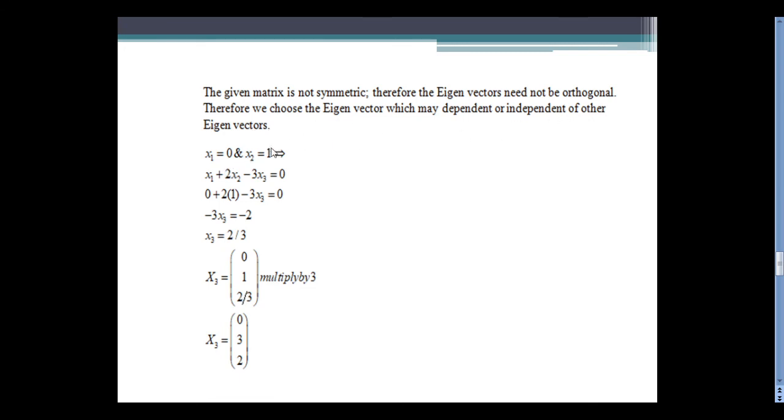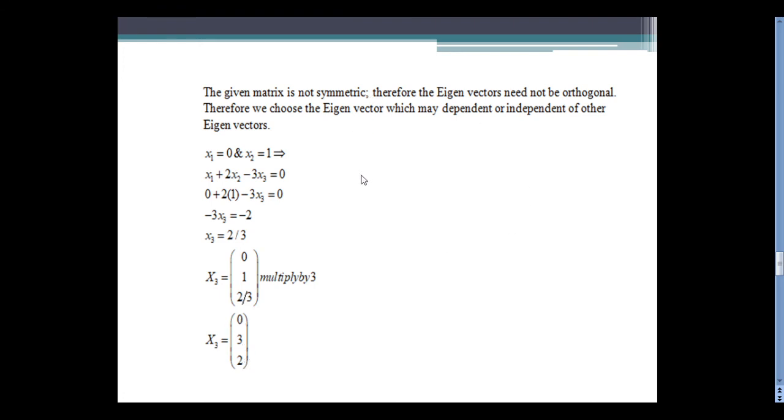Now to find the third eigenvector, we already got the third eigenvalue, lambda equal to minus 3, a repeated eigenvalue. So here we are taking x1 equal to 0, x2 equal to 1. Substitute in any one of the equations. So we get 2 minus 3 x3 equal to 0, minus 3 x3 is equal to minus 2, x3 is equal to 2 by 3. Now x1 is 0, x2 is 1 and the last value is 2 by 3. Multiply by 3, we will get x3 is equal to 0, 3, 2.